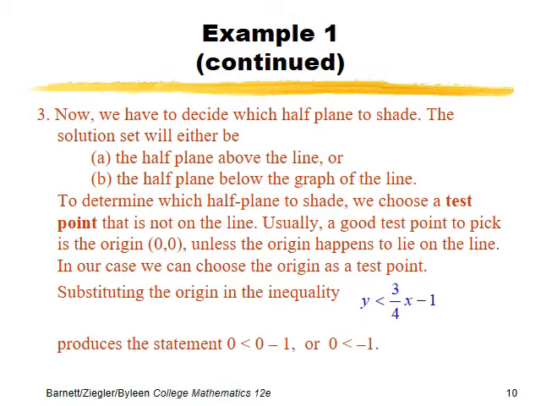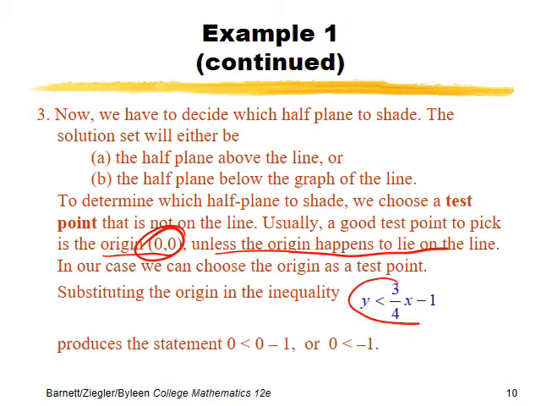So now we have to decide which half plane to shade. The solution set will either be the half plane above the line or the half plane below the line. To determine which half plane to shade, we choose a test point that is not on the line. A usually good test point to pick is the origin, so we substitute 0, 0, unless the origin happens to lie on the line. We will discuss this later in an example. In our case, we can choose the origin as the test point.